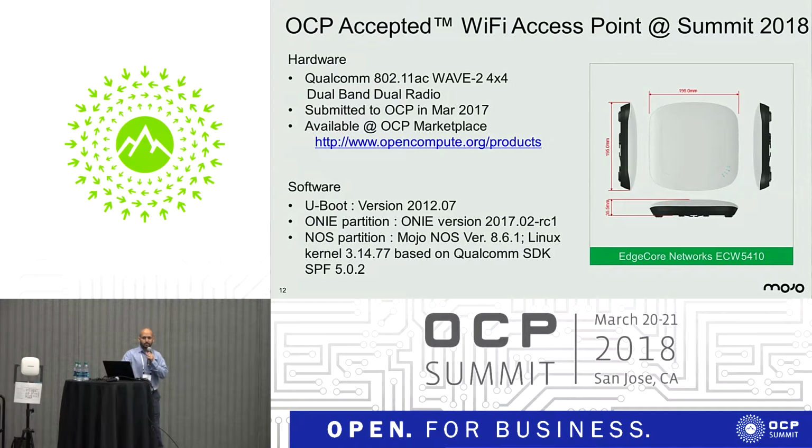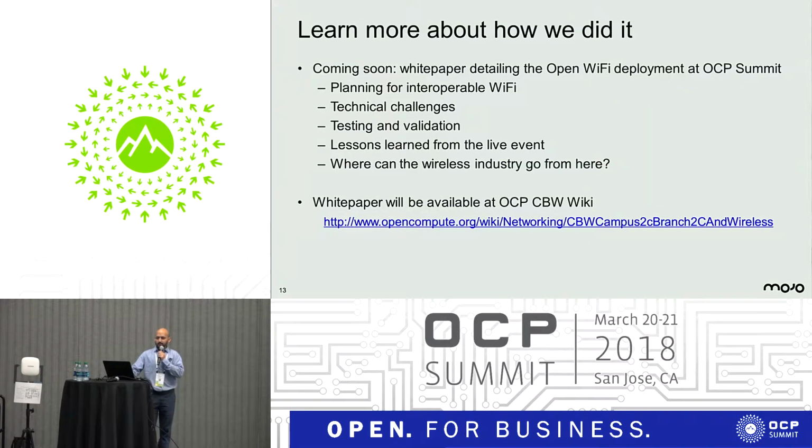And these are some more details of what we've deployed. So this is the open OCP accepted H-core hardware access point on which we have the ONIE partition, as well as our Mojo NOS running on this AP in the expo hall. And we are planning to come out with a white paper soon, which will provide details of everything that we went through to make this happen, the lessons we learned, and then of course, where do we go from here, etc. So look out for that; it will be available soon.